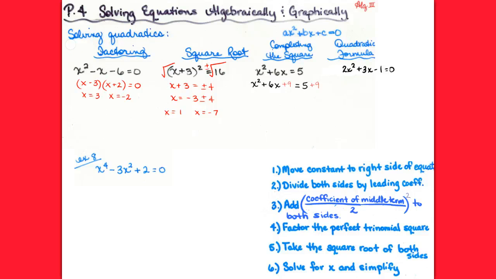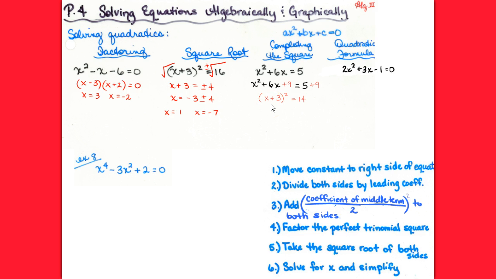Now, if I have done this correctly, I will have created a perfect square on the left-hand side. A perfect square is one that when I factor it, I get the same term in each of my binomials. So if I factor this, I'm going to get x plus 3 times x plus 3. And I could write that as x plus 3 squared.